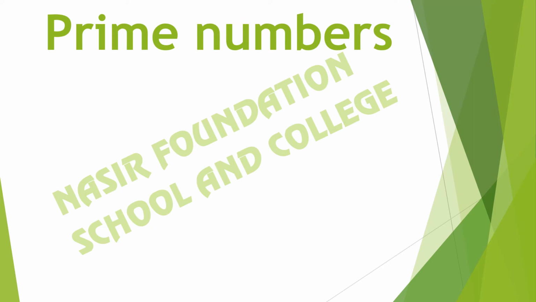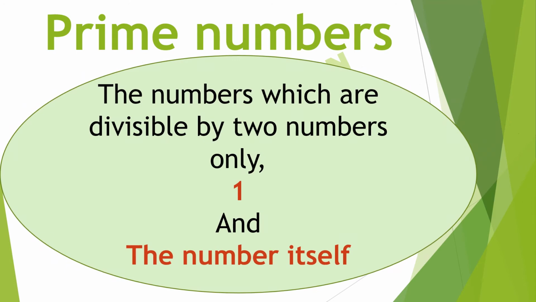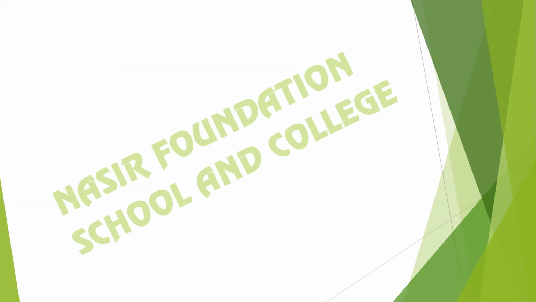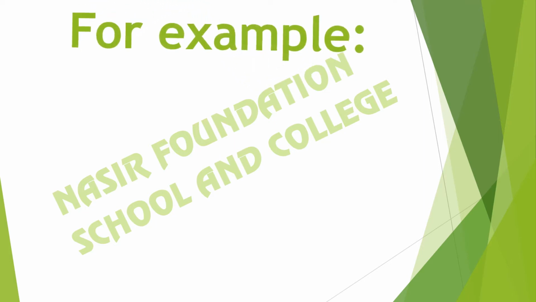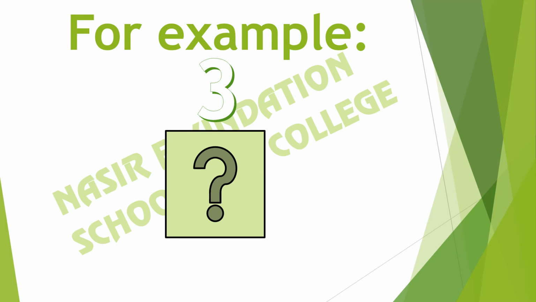Prime numbers. Can you tell me what are prime numbers? The numbers which are divisible by two numbers, 1 and the number itself, are called prime numbers. Or we can say that the numbers which have only two factors are called prime numbers. For example, 3. Is 3 a prime number? Can you tell me?